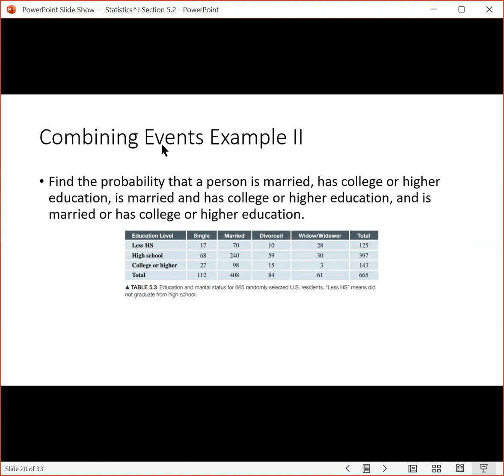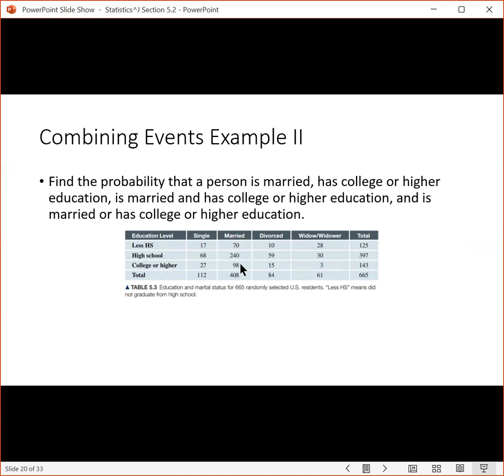Then where it gets new is that we have how many people are married and have college or higher education. So here we have, these are the ones who are married. These are the ones who are college or higher education. And what we want to do is find what's contained in both. You want to find the intersection of those two.